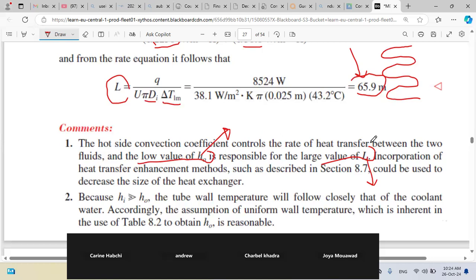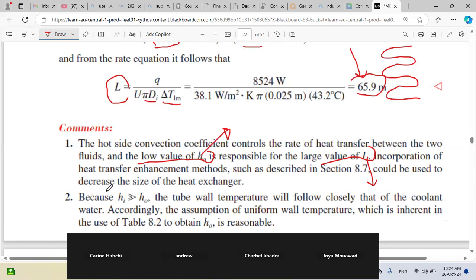So how can we enhance this heat transfer? We can use several enhancement methods. We can use fins. We can increase the area of heat transfer. We can try to have larger velocities to increase the convective coefficient. So we have a lot of methods that can help in reducing the size of the heat exchanger.